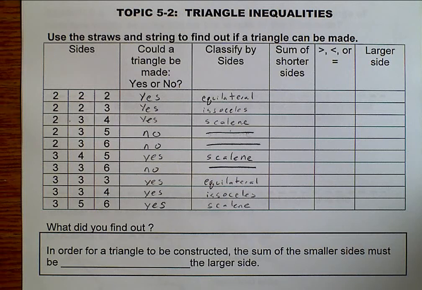Hello, this is Geometry, topic 5-2. We're talking about triangle inequalities. So we're talking about triangles, and more specifically, we're going to try to find out when a triangle can be made and when a triangle cannot be made.